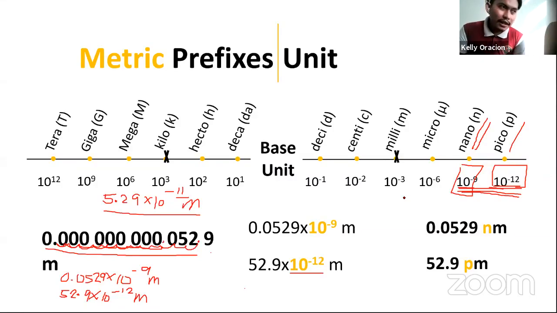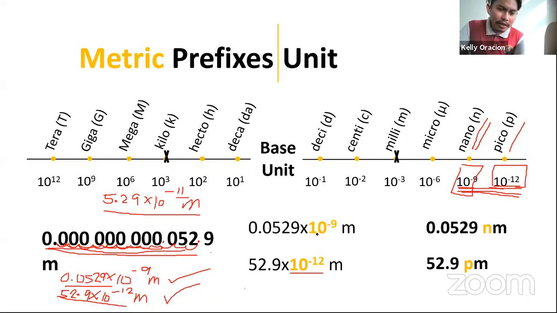Now, negative 11 is in between 10 raised to negative 9 and 10 raised to negative 12. Nasa gitna. So we are going to use 10 raised to negative 9 and 10 raised to negative 12. So ito yung ginawa natin. Itong number natin dito, ito siya. I-convert natin siya nito. This is 10 raised to negative 9, at saka i-convert natin dito sa 10 raised to negative 12. And this is their conversion.